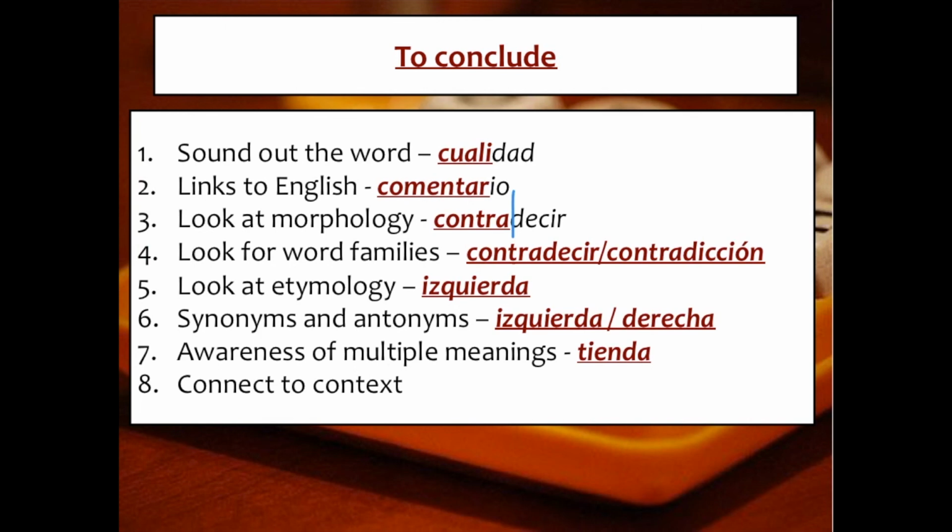If you're given the word for the left-hand side, why are you not going out of your way to find out what the word for the right-hand side is? And you can learn it as a pair. Izquierda, derecha, optimista, pesimista. Be aware of multiple meanings as well, such as tienda. Tienda can mean shop, but it can also mean tent, and you've got to be aware of those two contexts and the different uses of it. And finally, look at the context. Think of where you're at. Think of the different things that are going on to help you work out what a word might mean.